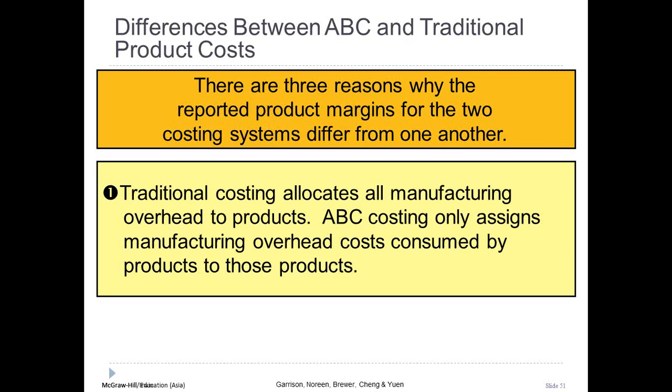More specifically, the ABC system does not assign the manufacturing overhead costs consumed by the customer relations activity to products because these costs are caused by customers, not specific products. The ABC system does not assign the manufacturing overhead costs included in the other activity to products because these organization-sustaining and unused capacity costs are not caused by the product.